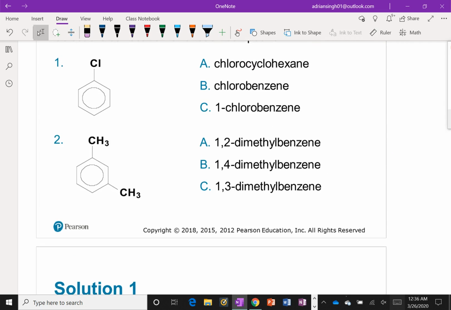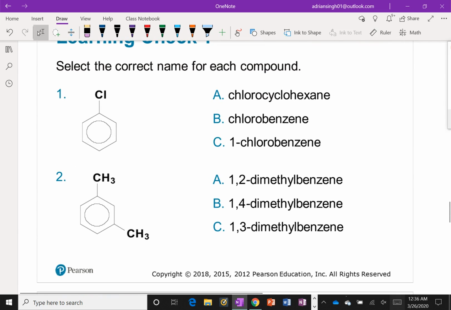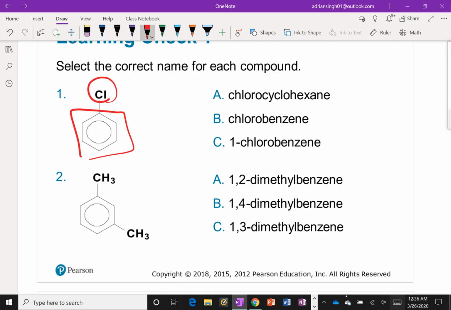All right, let's take a look at a couple examples, right? So the first one here, we have our benzene, and then we have a chlorine attached to it. So that would be chlorobenzene. We don't need the 1 because the 1 is understood to be there, right? If you only have one thing on the ring, that has to be carbon 1.